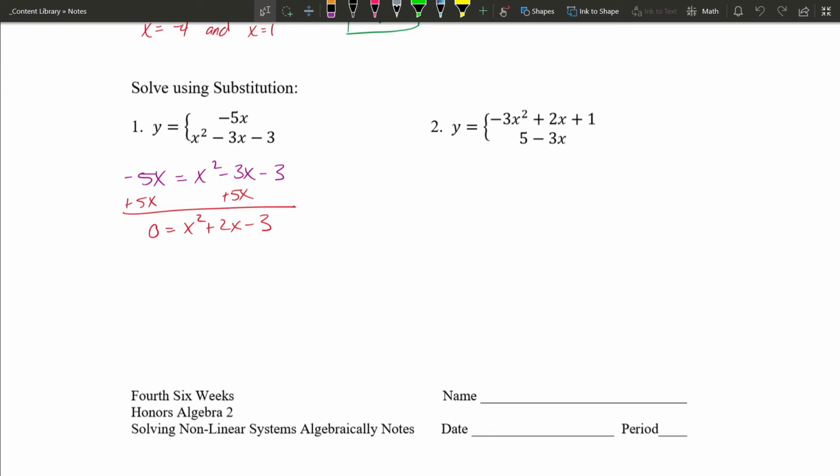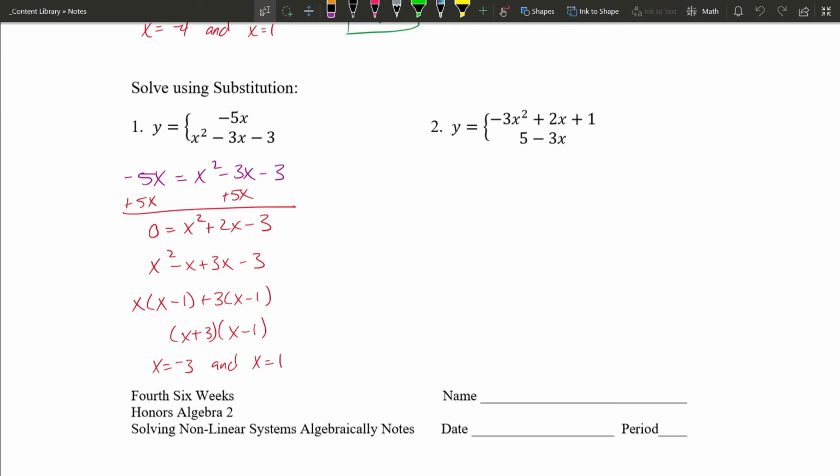Let's think of two numbers that multiply to make negative 3 and add to make 2. We get x squared minus x plus 3x minus 3. So we can factor to x minus 1 times x plus 3, and x equals negative 3 and x equals 1. Hope it's okay that I'm going quick through that stuff. I figure we've been there and done that, so no sense in wasting our time on it.